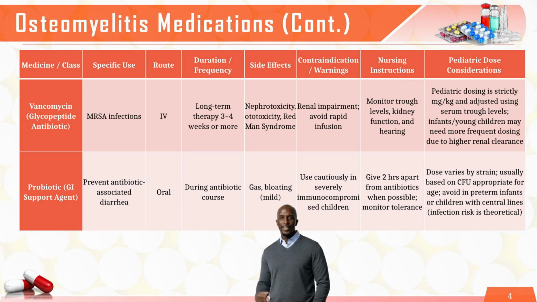Vancomycin, a glycopeptide antibiotic, is used for methicillin-resistant Staphylococcus aureus infections via intravenous over 3 to 4 weeks. Monitor for nephrotoxicity, ototoxicity, and red man syndrome. Avoid rapid infusion, especially in renal impairment. Pediatric dosing is milligrams per kilogram, adjusted by serum trough levels.